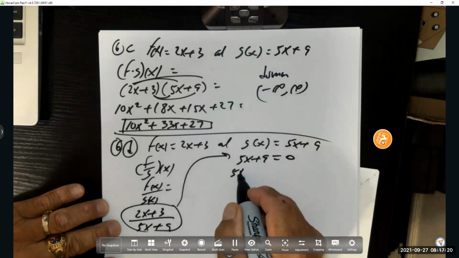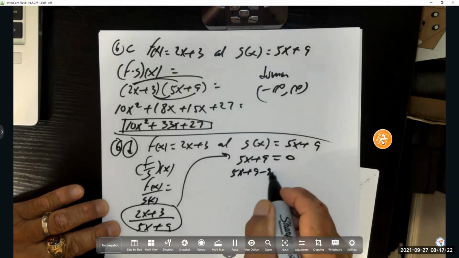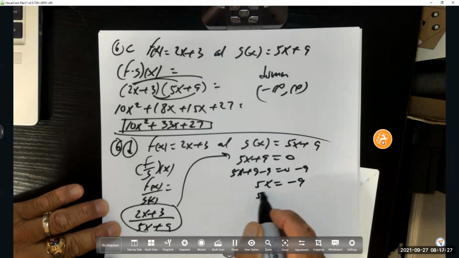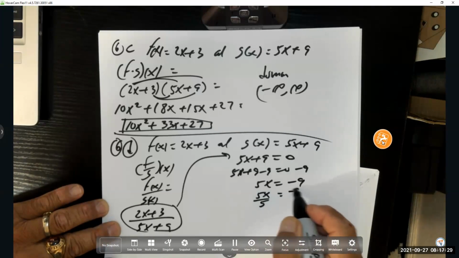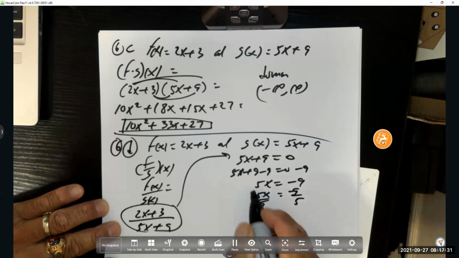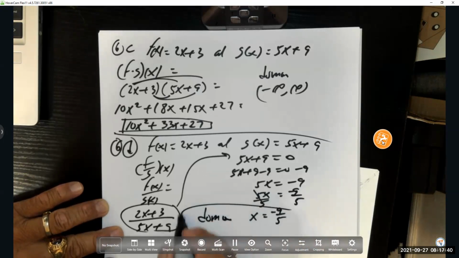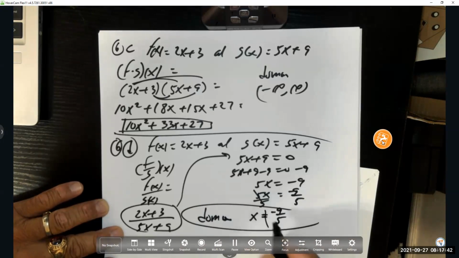So 5x + 9 minus 9 goes to 0 minus 9. 5x is negative 9. Divide this by 5, divide this by 5. So x is negative 9 over 5. So the domain for this other one is any number you want to use, just don't use negative 9/5.